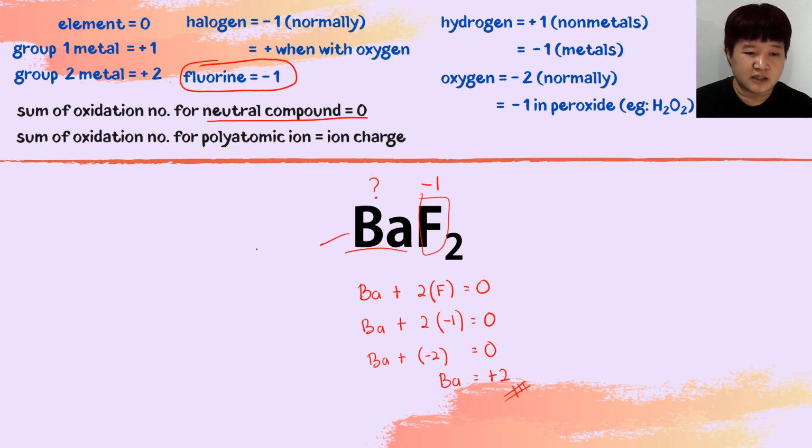Let's check whether that is true, that barium should be +2. Barium is actually a group 2 metal. When barium is a group 2 metal, barium should be +2. So again, it's proven that your barium is +2, your fluorine is -1.